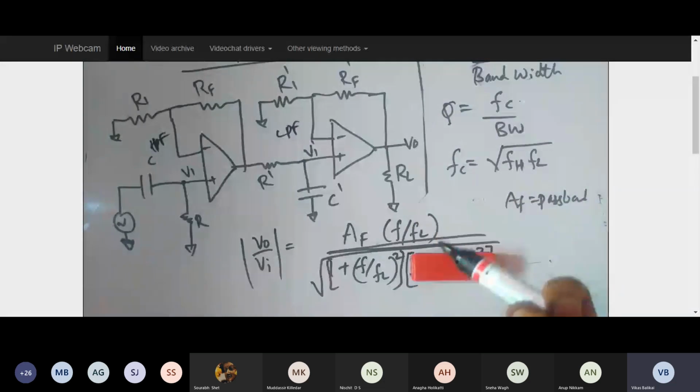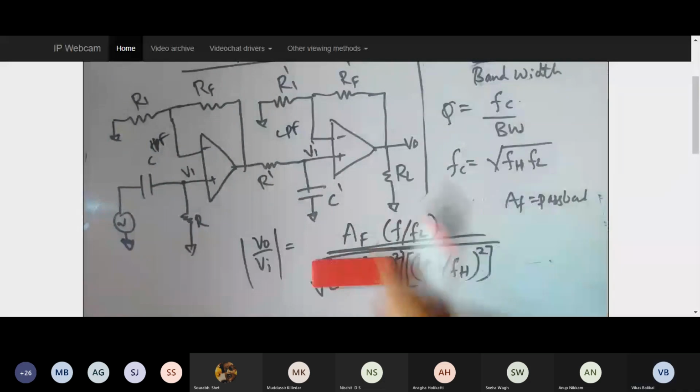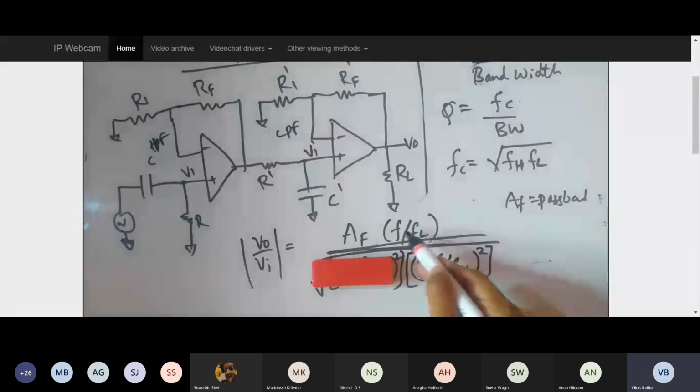Again AF divided by 1 plus F by FH whole square. You can see over here, since this numerator term is related to the high pass filter, it has nothing to do with this low pass filter. So the low pass equation is AF divided by 1 plus F by FH whole square.